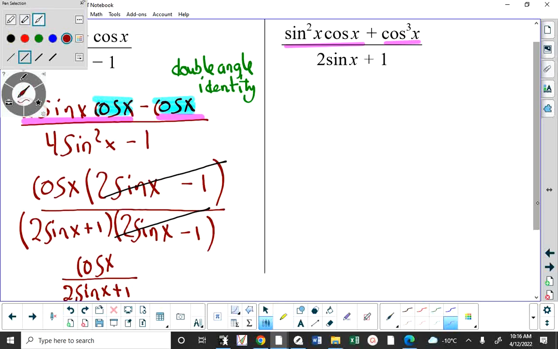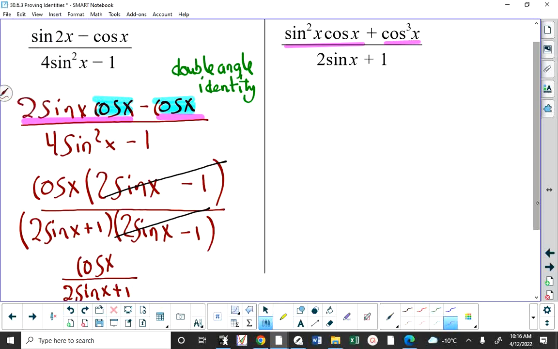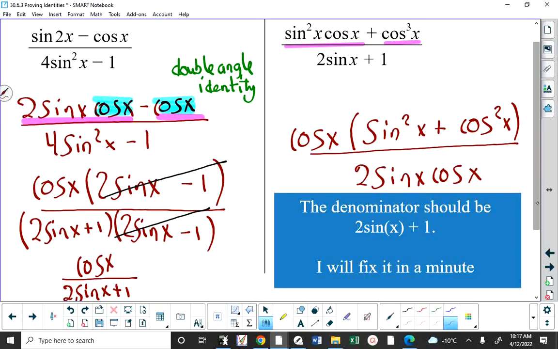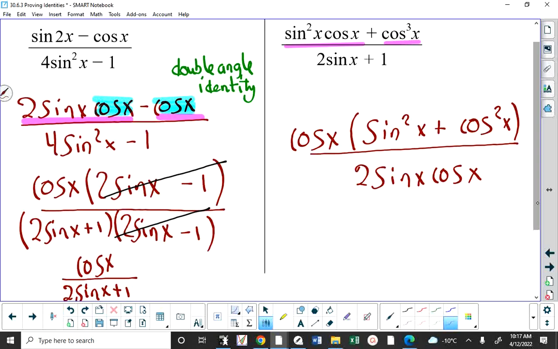And I want to ask you this question. How many of you see we'll pretty much be done? Because if I factor cos x out, I will have left sine squared of x plus cos squared of x. And this is over 2 sine x cos x. How many of you now see that we're pretty much done? Then maybe you didn't a minute ago.